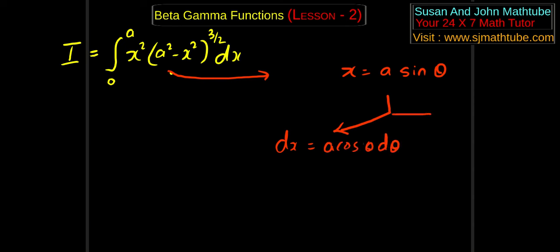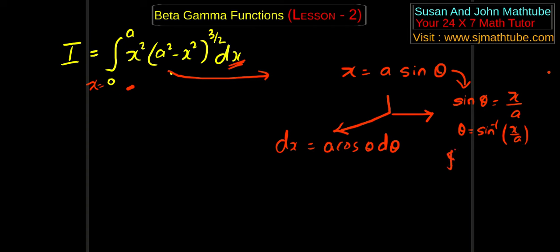And the second thing is to change the limit. Look at this. The variable of integration is x. So this limit belongs to x. So what we do here is we write sine theta is equal to x by a. And that gives me theta is equal to sine inverse x by a.